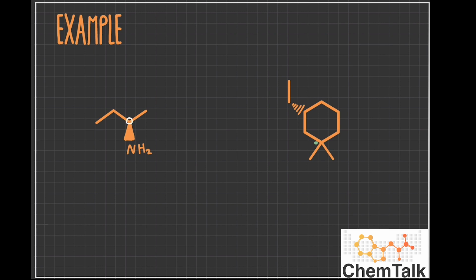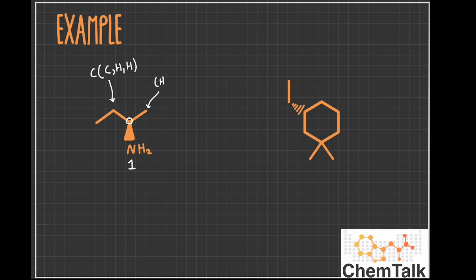Okay, let's take a look at another two example questions. In this molecule, again, we'll start by identifying the chiral center, which is here. Then we number the substituent groups. Number 1 is nitrogen because it has the highest atomic number.